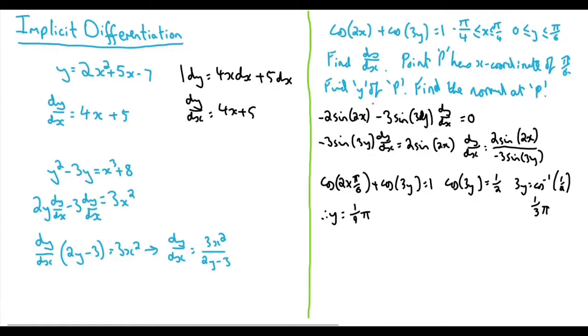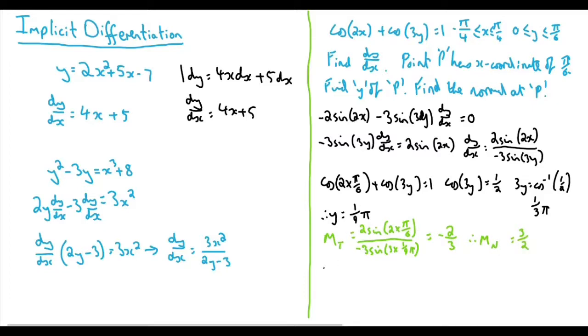Lastly, now that we have the y value, we can go about working out the normal at P. So we'll first of all, as before, need to get the tangent. So we can say that the gradient of the tangent is going to be 2 sine of 2 times the pi over 6 over minus 3 sine 3 times a ninth of pi. Together, this is going to get you minus 2 over 3. Therefore, the gradient of the normal is going to be 3 over 2.